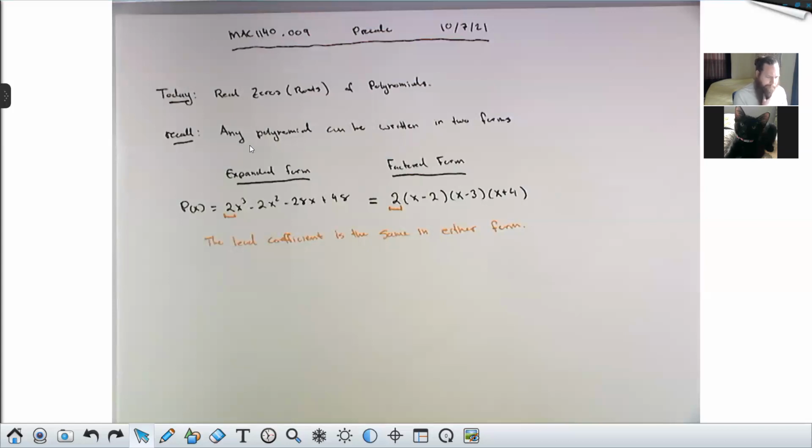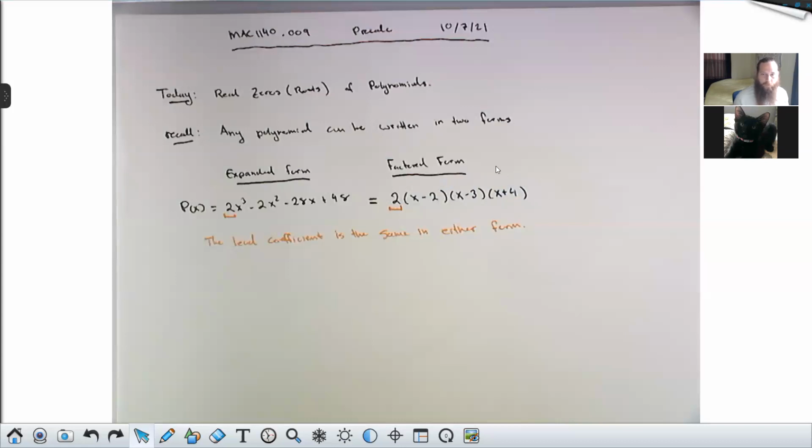Okay. So last time we talked about how to draw the graph of a polynomial. We've been talking about this for a while now. If I give you a polynomial in its expanded form and I ask you to draw the graph, you need to put it into the factored form. And then from the factored form, you can find the roots, like this guy would have roots 2, 3, and -4. Their multiplicities, in this case, are all 1.